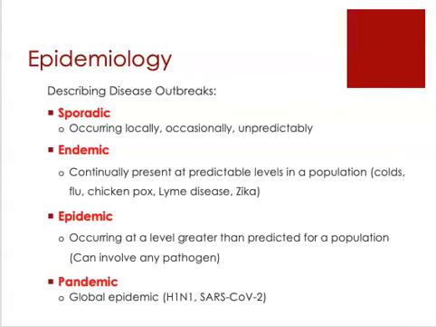The final word on the list is pandemic. We are in the midst of a pandemic right now. And a pandemic is simply a global epidemic. It's an outbreak of a pathogen and an infectious disease that is occurring at a level greater than what we would predict, and it is occurring on a global scale.